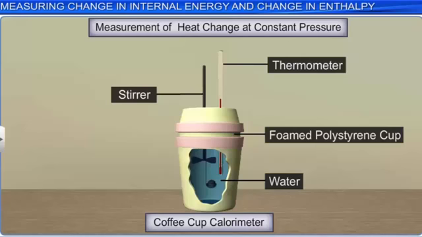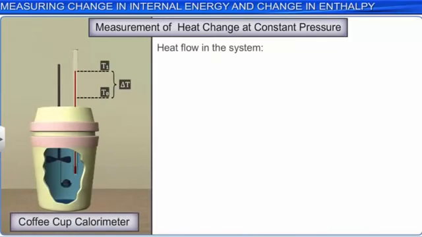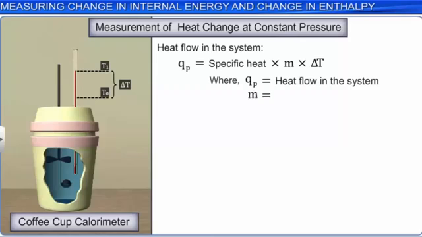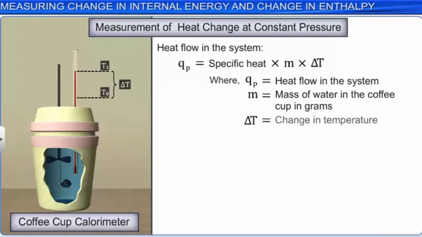When a reaction occurs in the coffee cup calorimeter, the heat change is measured in terms of the change in the temperature of the system. Heat flow in the system is calculated by using the relation Qp is equal to specific heat multiplied by m multiplied by delta T, where Qp is the heat flow in the system, m is the mass of water in the coffee cup in grams, and delta T is the change in temperature. Specific heat of water is taken as 4.184 joules per Kelvin per gram.